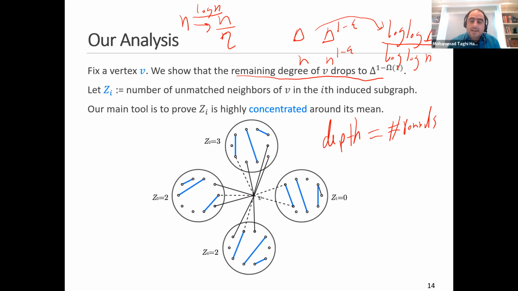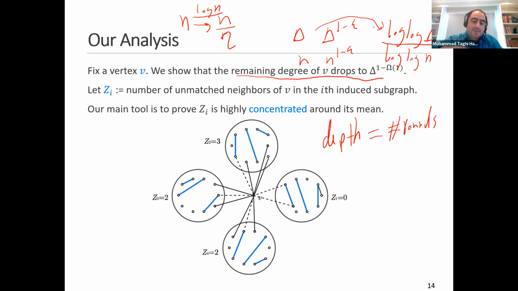So the depth of this recursion is the number of rounds that you can do it. As I mentioned, because the degree of each vertex goes from delta to delta^(1-epsilon), the number of rounds would be log delta. So what's the meaning of that? It means that you will repeat this. You just partition it into different computers, find the maximum edges that can go there, you want to find the maximal matching.